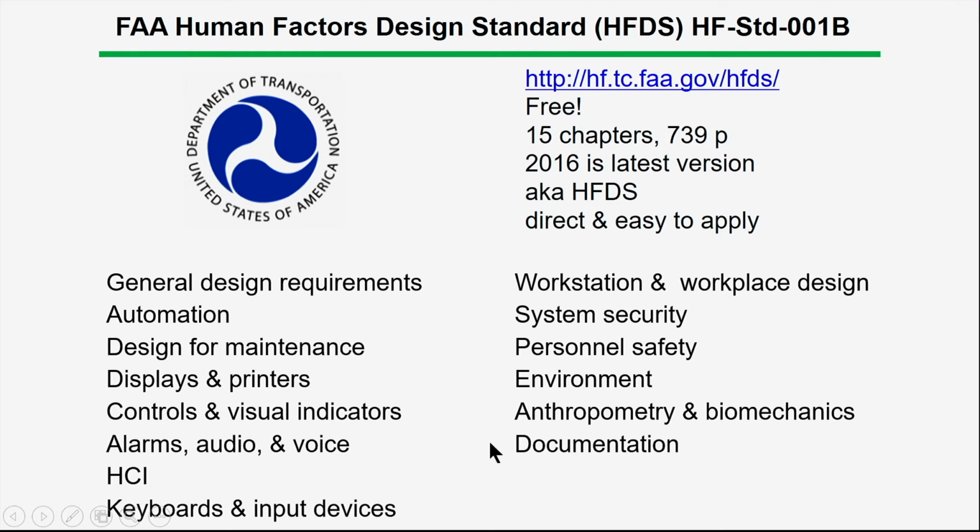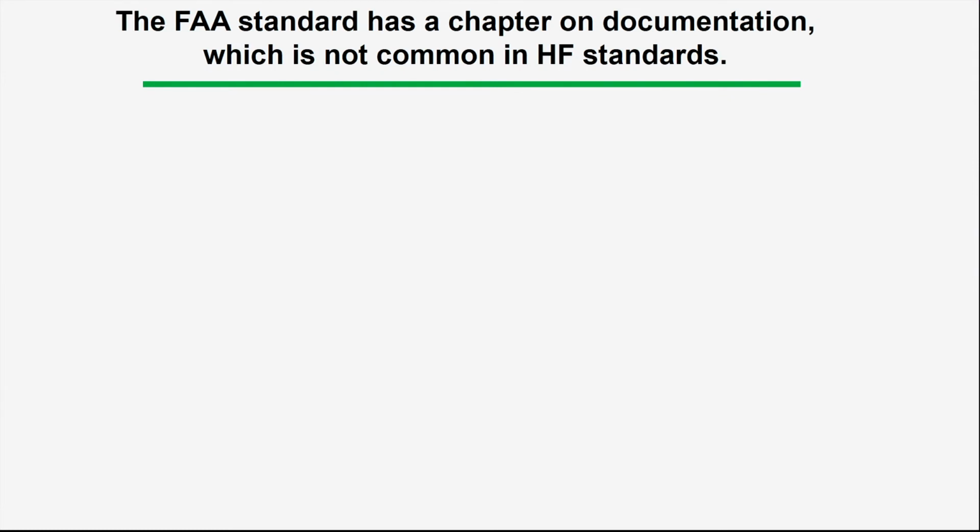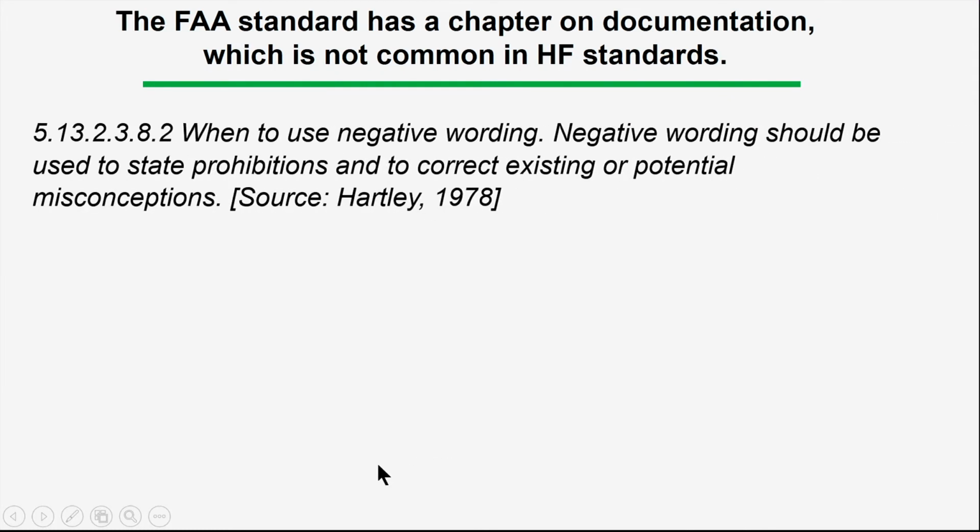And again, one that's unique to the FAA document is documentation and how you design it. So here is something about the documentation chapter. Here's an example of the wording that's in one requirement about not using negative wording. And of course, the nice thing is it provides a source for where that came from. So if you have some questions about it, you can go and read the original resource.